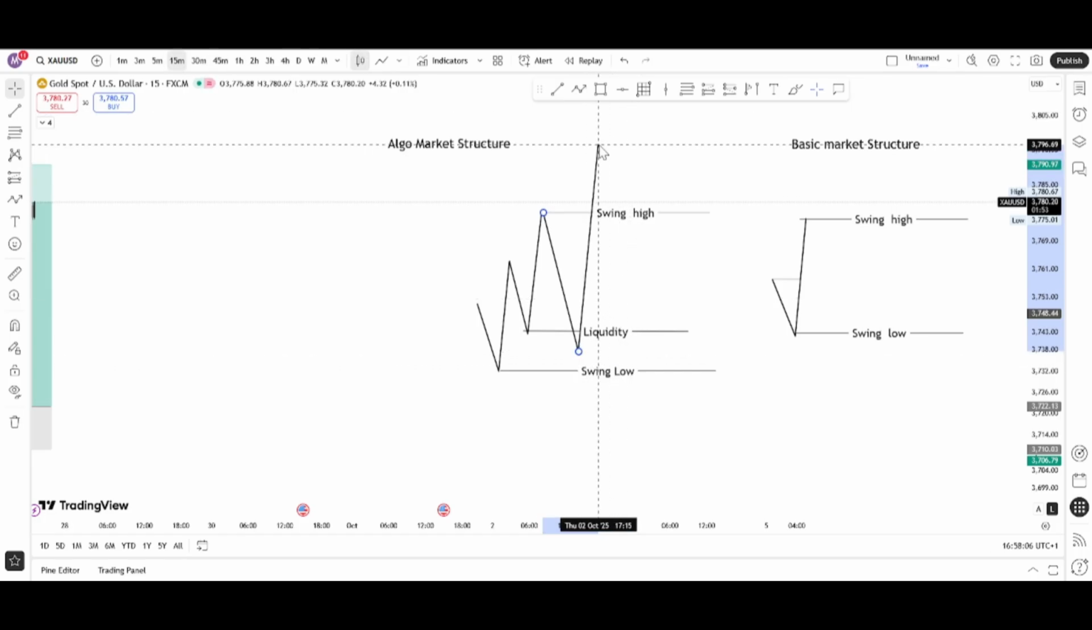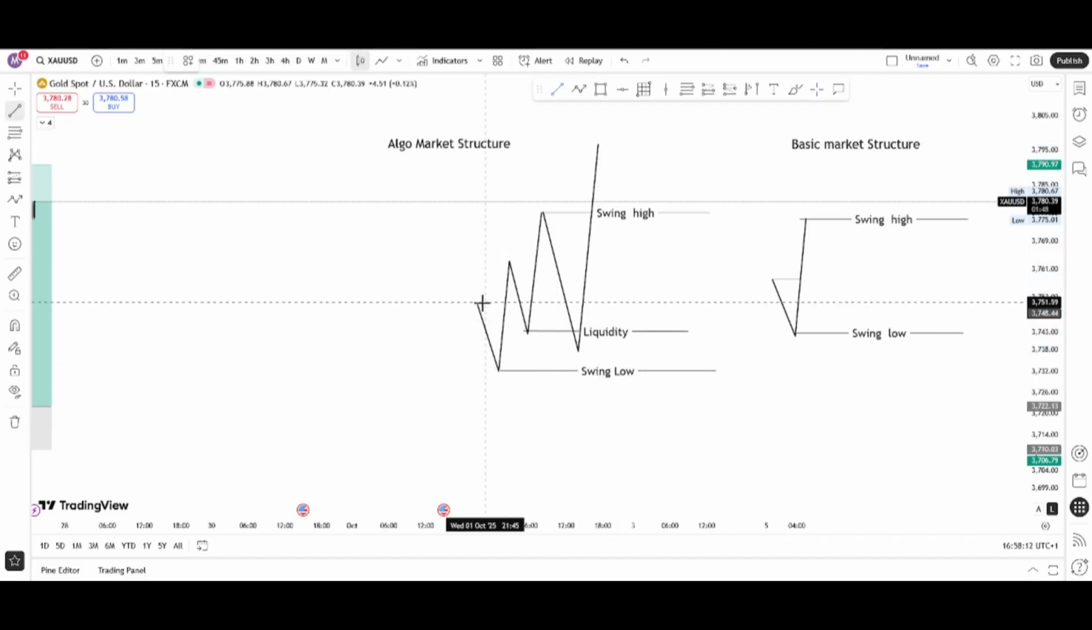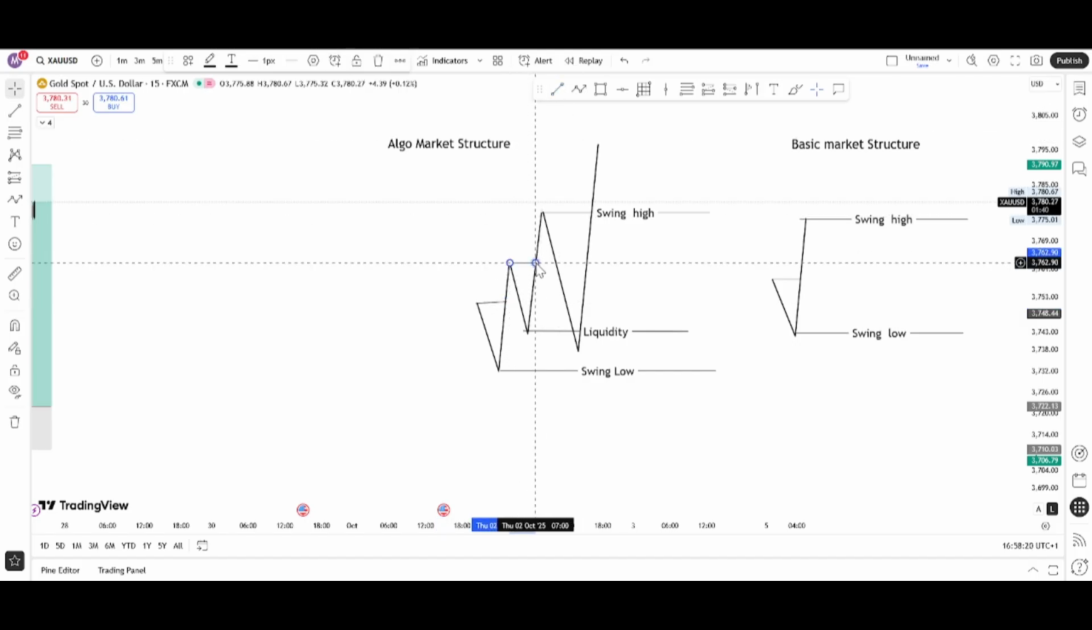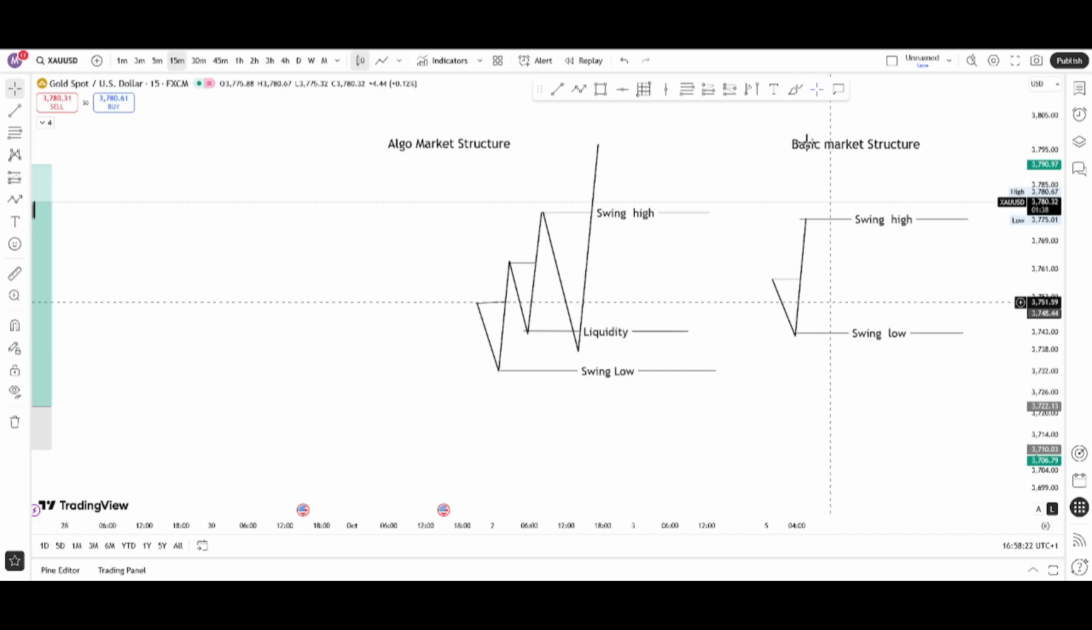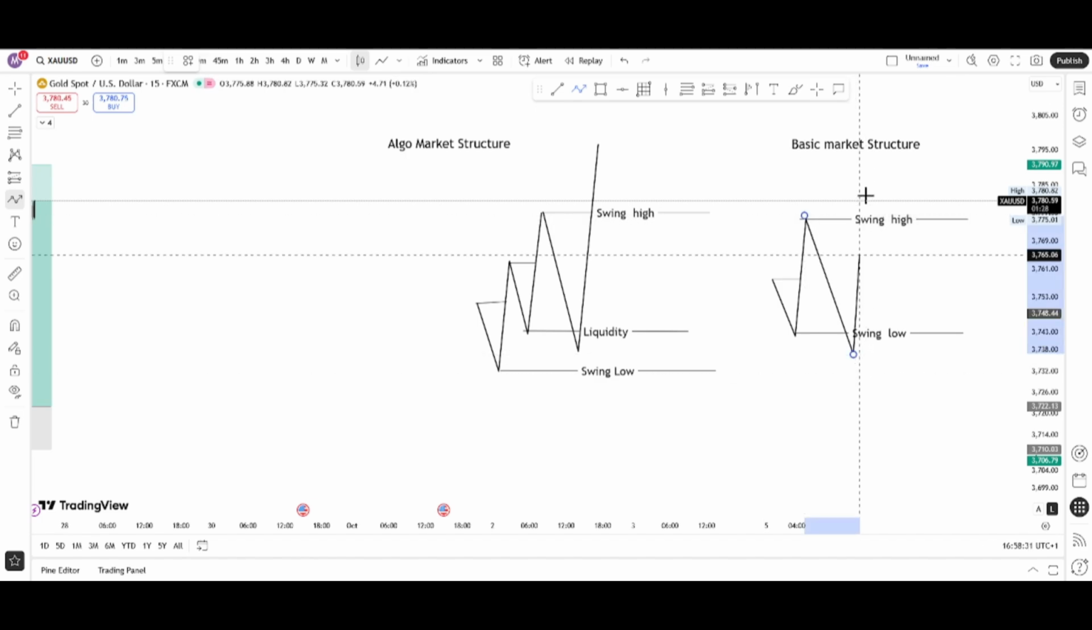So this was the setup. This was the strategy I used on gold after I got a break. I marked out my swing high to my swing low using the algo market structure. For the basic market structure, if I had entered here, I would have taken a loss because this zone would have been taken out like this. When you see a scenario like this, you just know that the low will be taken out and we'll get something like this.